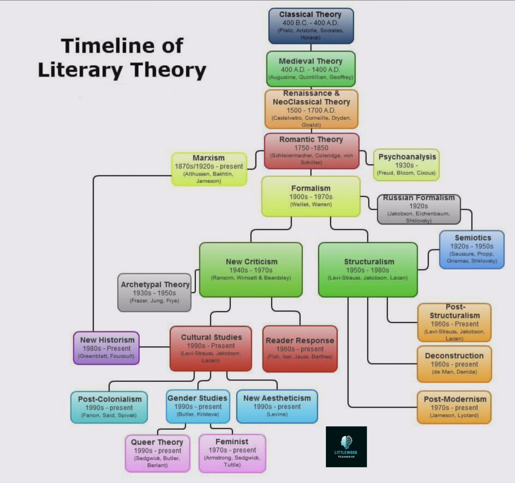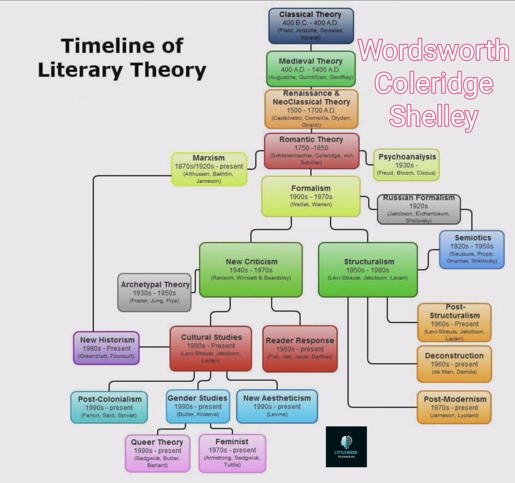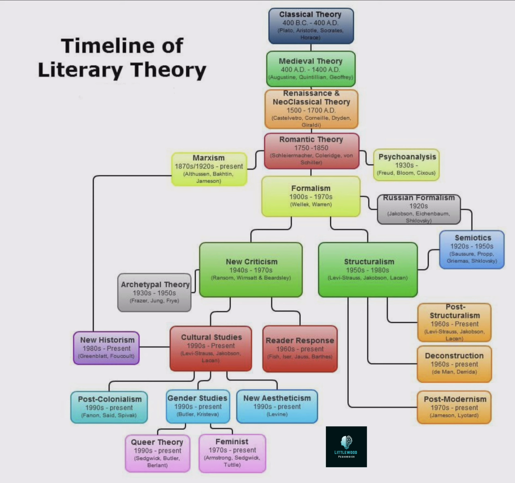Romanticism, the key figures are William Wordsworth, Samuel Taylor Coleridge, P.B. Shelley. Here, the major ideas are emotion, imagination, and individual creativity over reason and rules. They have given importance to emotion and imagination. The poet as a visionary and inspired figure is the major concept of Romanticism.